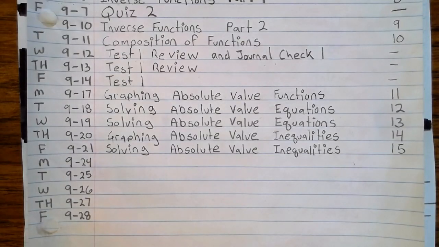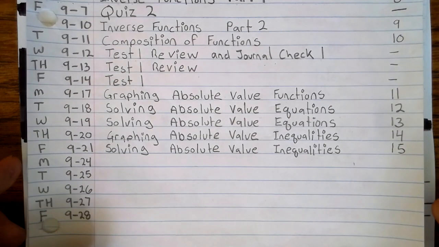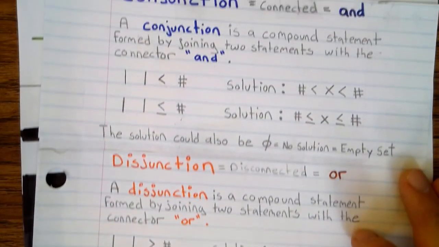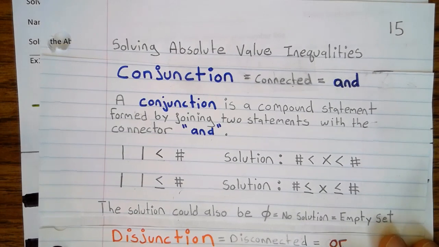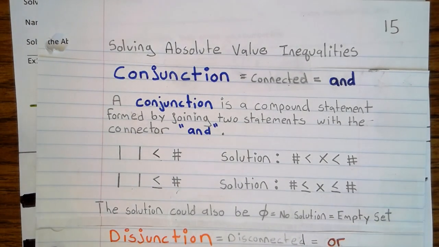Okay, Wildcats, today we're looking at Friday, September 21st, solving absolute value inequalities, and that's going to be on page 15. If you would, update your table of contents. All right, now your table of contents are updated. Let's take a look at your notes. Solving absolute value inequalities on page 15.